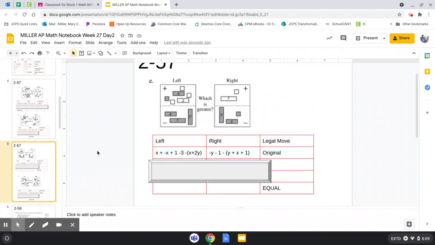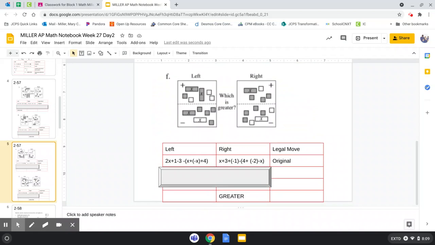So then for 257, for E, when you solve that, they actually are equal on both sides. Okay, so they simplify to the same thing on both sides. And then for F, the right side is greater, even though we got all this mumbo jumbo.